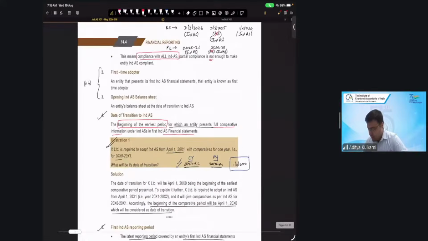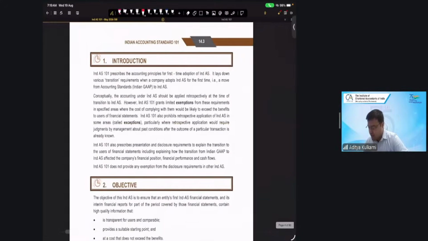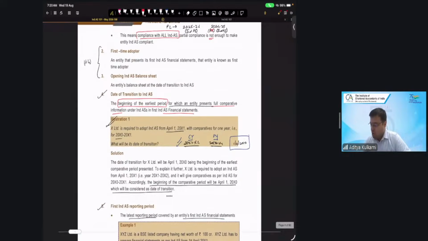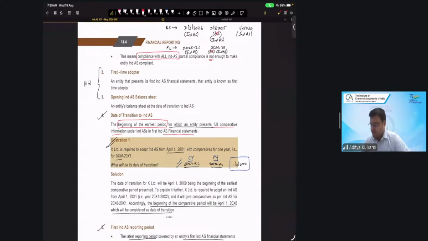Now we come to the next one, that is transition date. What do you mean by transition date? Suppose I am preparing a balance sheet for the year ended 31st March 2026. And I have to follow Ind AS. So 25-26 is the year in which Ind AS becomes applicable. So 25-26 has to follow Ind AS.